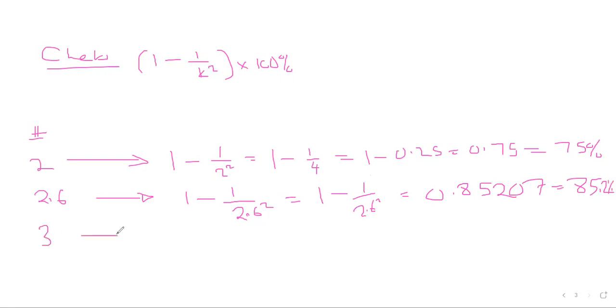So 3. Let's try. What do we get? 1 minus 1 over 3 squared. So this is 1 minus 1 over 9, which is 8 over 9. 8 divided by 9 gives us about 88.88%.